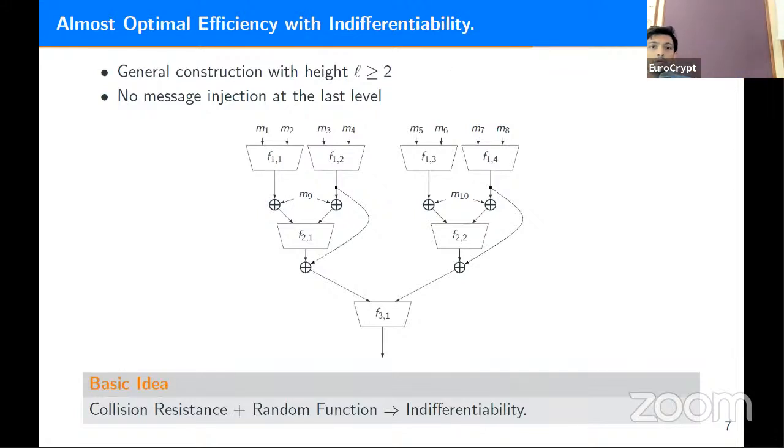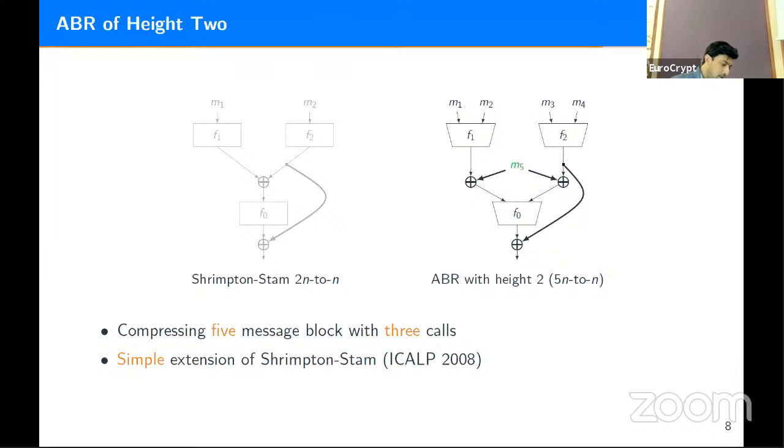The second construction, where we lose a bit: except at the last level, we could add messages everywhere. But this gives us in return that we can achieve a stronger notion of security, which is indifferentiability. And in fact, when we look at height two of this construction, perhaps the idea was actually hiding behind the Shimpton-Stam construction. If you look at the left one, this is a two-to-one construction from Shimpton-Stam. At height two, this is the construction which we actually generalized for arbitrary levels, but this is just the two-level picture, which looks awfully similar. And so for two levels, it can really be thought of as a simple extension of the Shimpton-Stam construction.